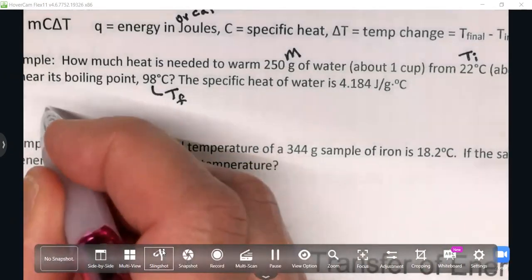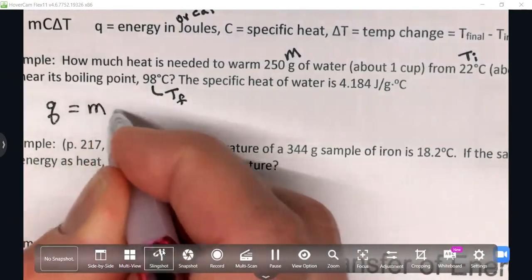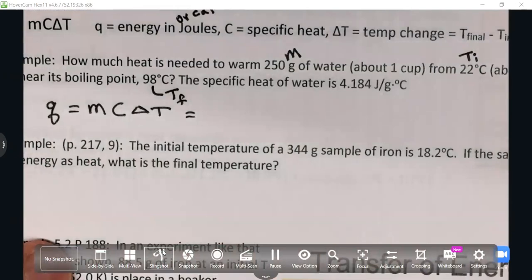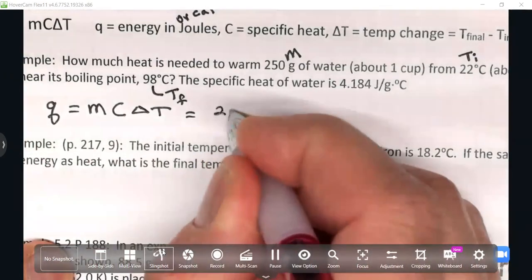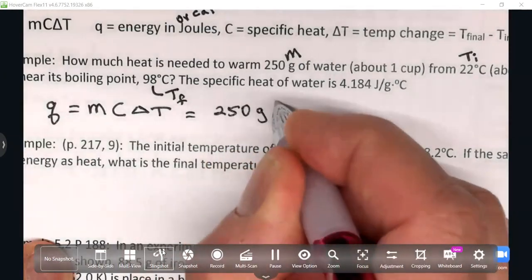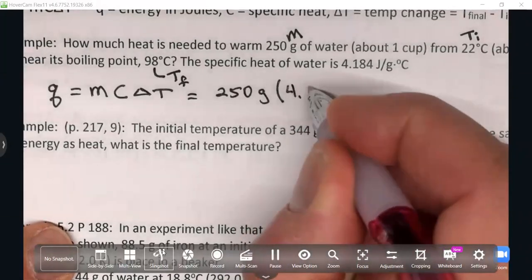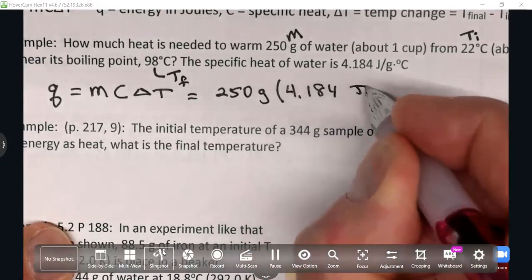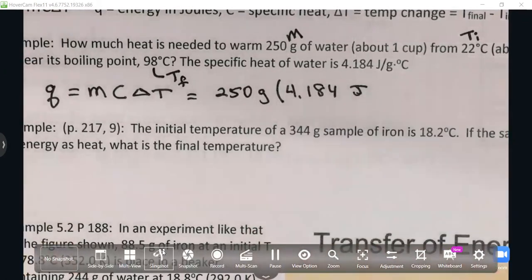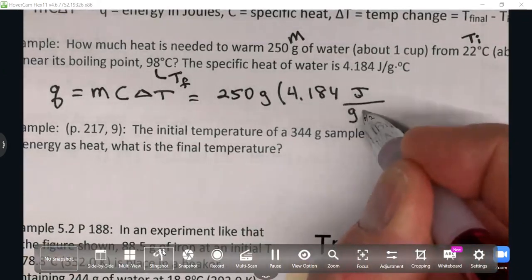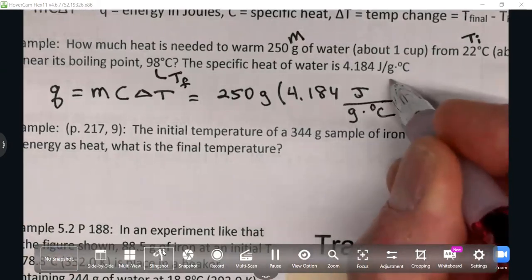So we can just put in Q is equal to MC delta T, and we should be able to just plug this baby in, huh? We've got 250 grams. And my specific heat, 4.184 joules. Look at me go now. I'm going to put all my units in there. Joules per gram degree Celsius.